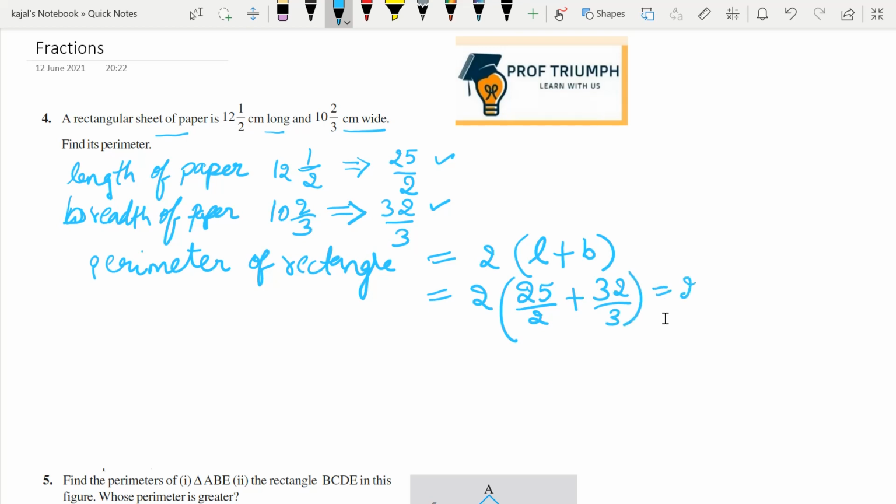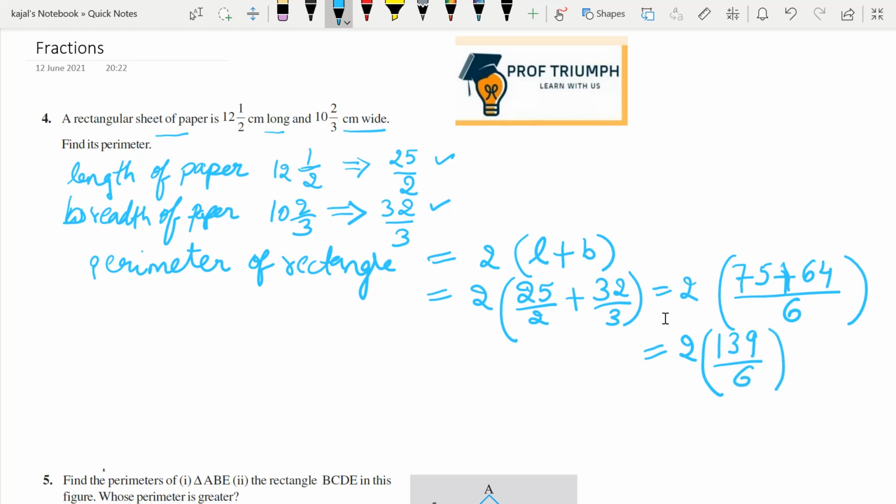We have to take the LCM of 2 and 3, which is 6. 2 3s are 6, that means we multiply 25 by 3, which is 75, and 3 2s are 6, that means we multiply 32 by 2, which is 64. Now we can do the addition, which is 139 by 6. But we can convert it into the smallest fraction by dividing by 2, so there will be 139 by 3.